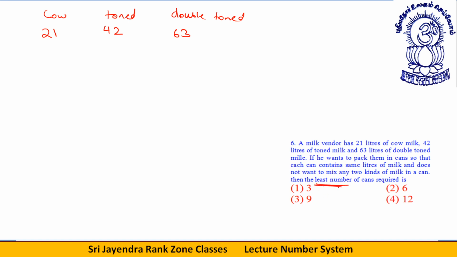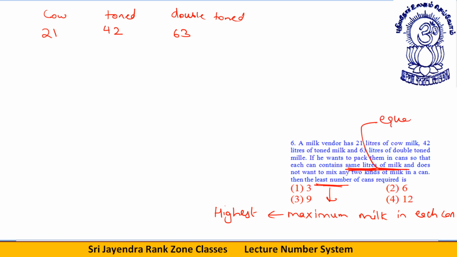See, students, when the least number of cans are required, what does it mean? It means maximum milk in each can. So, what does the word maximum suggest? It suggests highest. If he wants to pack them in cans so that each can contains same liter of milk, same liter of milk means equal. Equal means common. So I get highest common factor. Okay. So I need to find the highest common factor of these numbers.